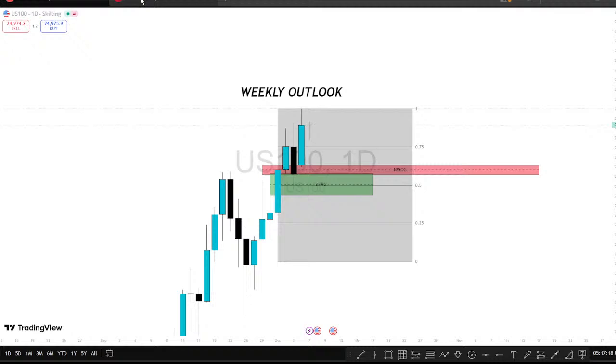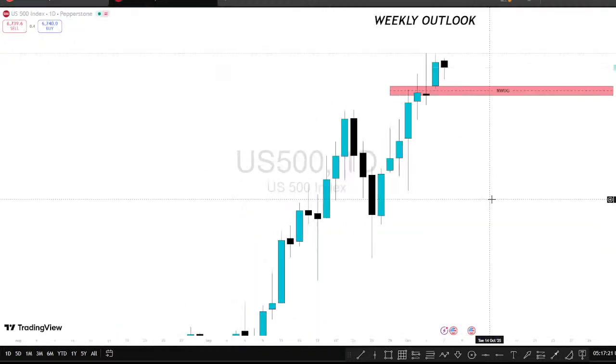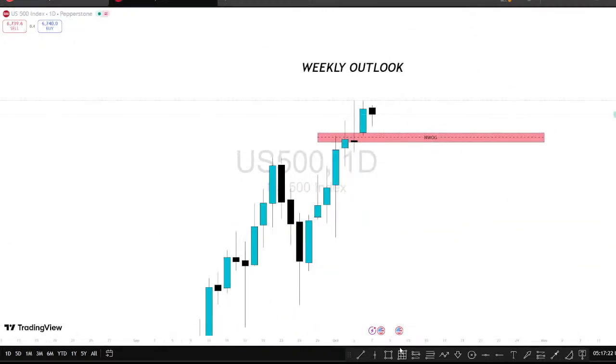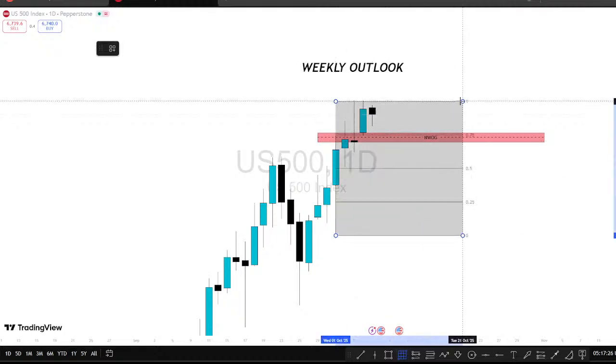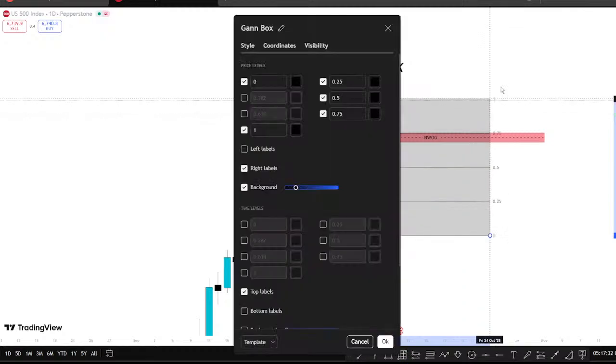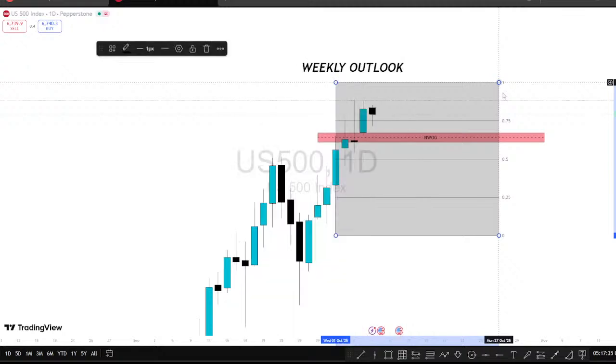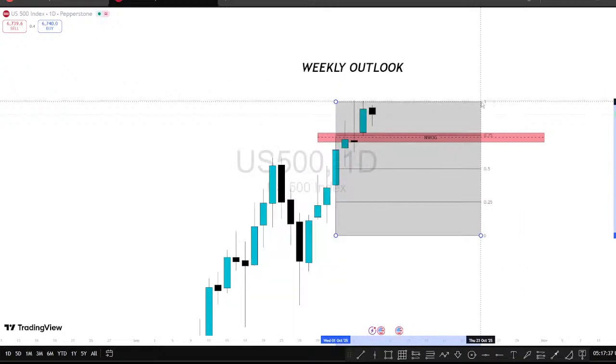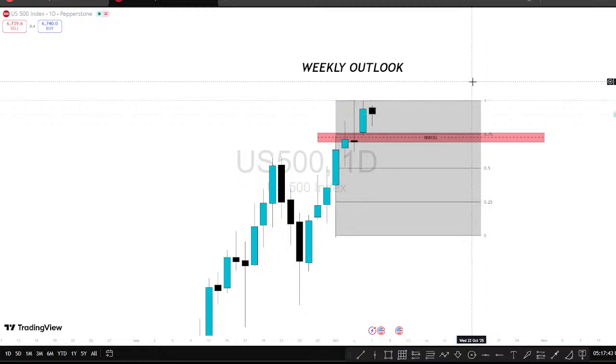So I will also do the same on this other asset. I will mark the dealing range. I usually do not keep this on my charts because it becomes a distraction. So this is just for the purposes of this video. I will delete it and only leave the NWOGs and the daily fair value gap on the chart.